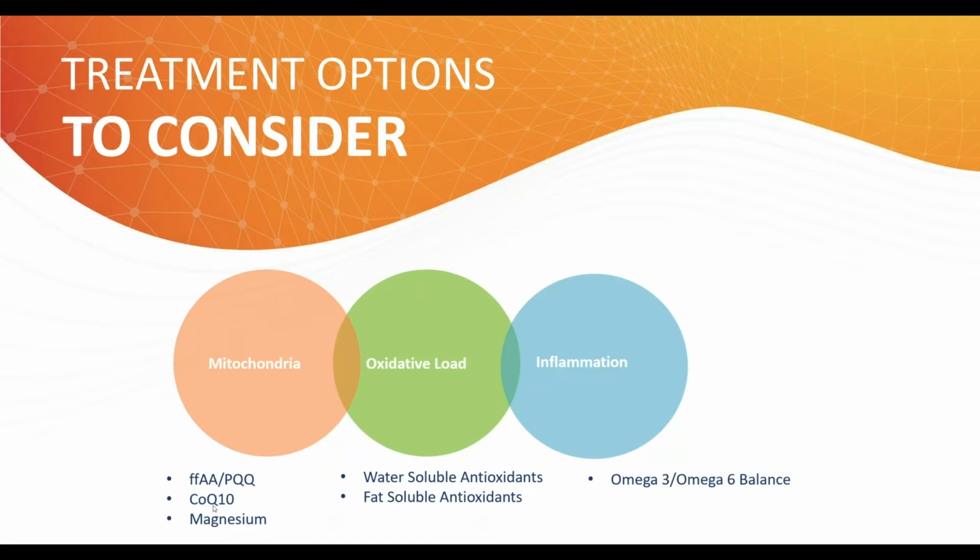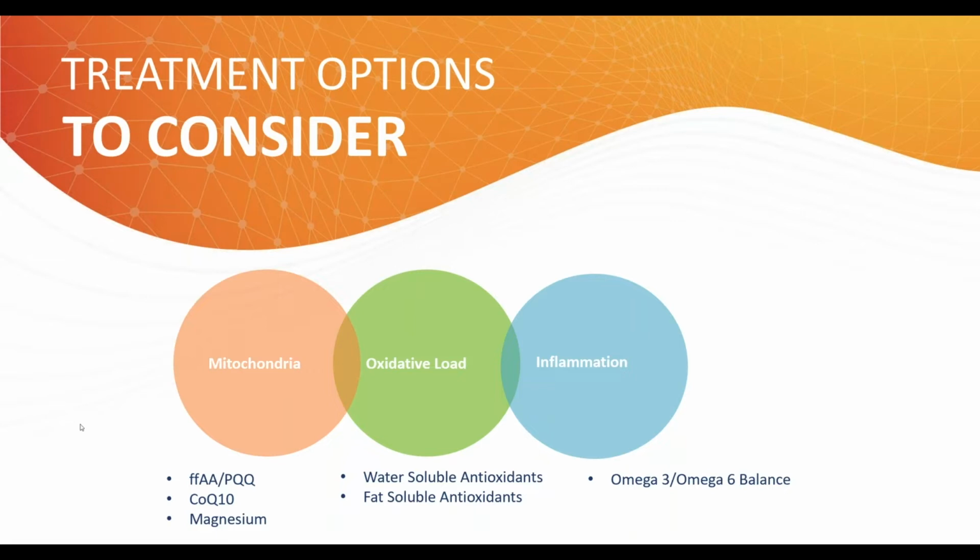Here's the what-do-you-do slide. Treatment options. If it's the mitochondria, we're thinking about free-form amino acids, PQQ, CoQ10, magnesium, some combination of those. And I've been doing these mitochondrial programs more intensively for the last 3-4 years. They work incredibly well. Chronic pain patients, chronic fatigue patients, depression patients, getting the mitochondria working makes a huge difference for people who are in pain and inflamed.